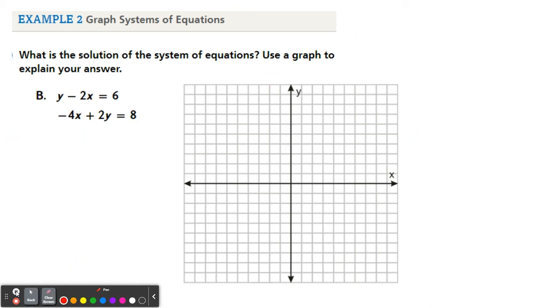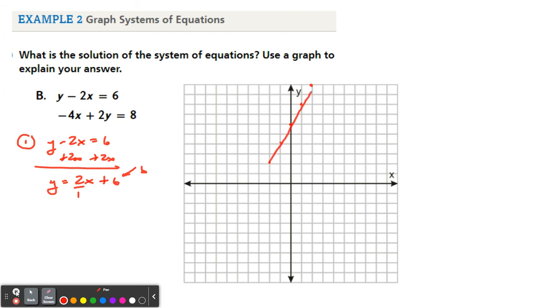It says, what is your solution? Again, I'm going to put these two in slope-intercept form. For the first one, y minus 2x equals 6. It is close. I just have to move the 2x to the right by adding it. So y equals 2x plus 6. 6 is my b. My slope is 2 over 1. So go up 6: 1, 2, 3, 4, 5, 6. Then go up 2, right 1, and down 2, left 1. And there's my line.